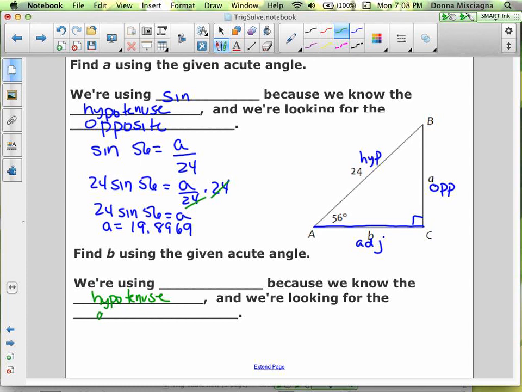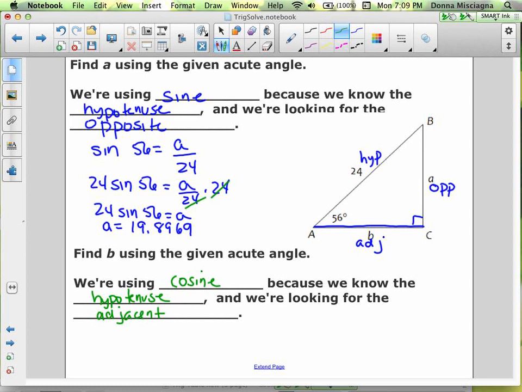We're looking for the adjacent. Who could it be that uses adjacent and hypotenuse? Why, of course, that is cosine. By the way, I've been kind of neglecting telling you which problems are in your notes. So let me just say that all of them are. So hopefully you've been taking very good notes.